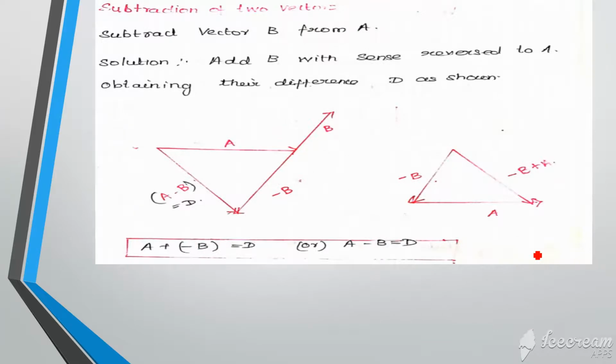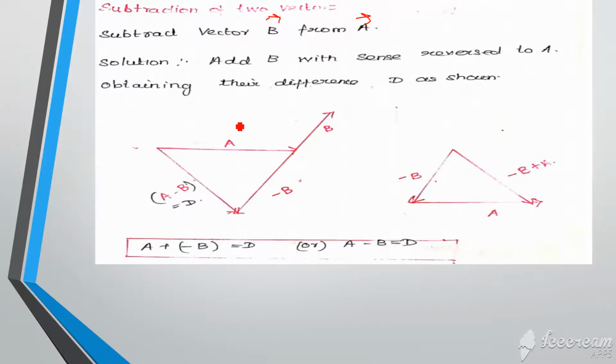So, subtraction of two vectors: subtract a vector B from A. Solution: add B with the sense reversed to A, obtaining their difference, as shown in the figure.